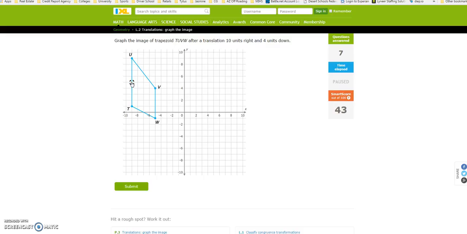And so now that I know it's right here, I'm just going to keep my cursor here, and we're going to move 10 units to the right. 1, 2, 3, 4, 5, 6, 7, 8, 9, 10.